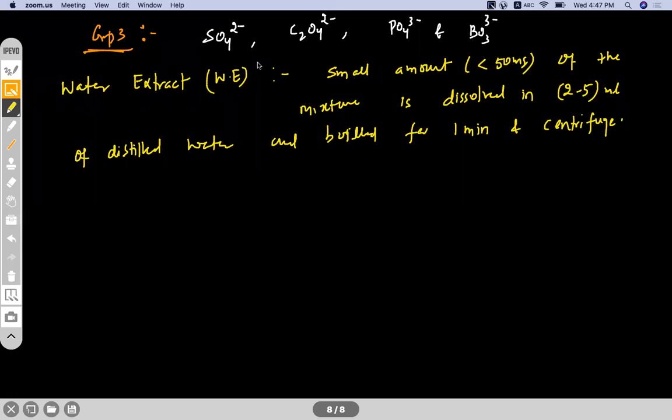So that is centrifuge. The mixture that you get after centrifugation is called the water extract over here. Now, similarly, we have one more mixture that we use for detection purposes. That is the sodium carbonate extract. If you remember, we have done this in metallurgy also a bit. We use sodium carbonate extract over there.